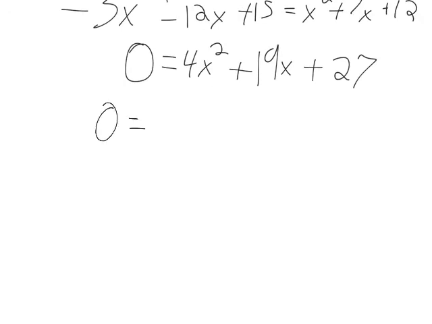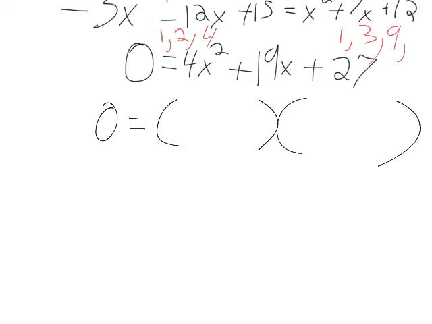So we need to factor into the product of two binomials. And we've got a leading coefficient and a constant that have several factors. For 4, you could do 1, 2, or 4. For 27, 1, 3, 9, and 27, I believe that's all of them.